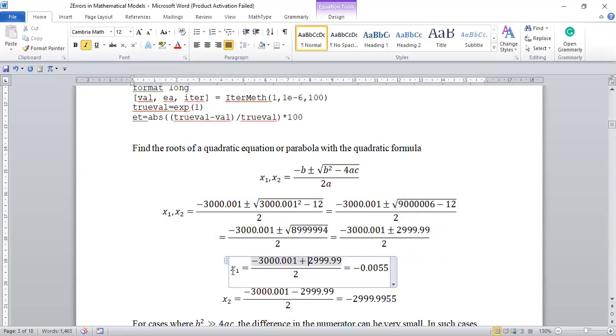Then you have x1 and x2. x1 is, there's a plus here. Then x2, there's a minus here. Then when you do the arithmetic for x1, you're going to get this. Then for x2, you're going to get this. Actually, when you run it in the code, you're going to get an error.